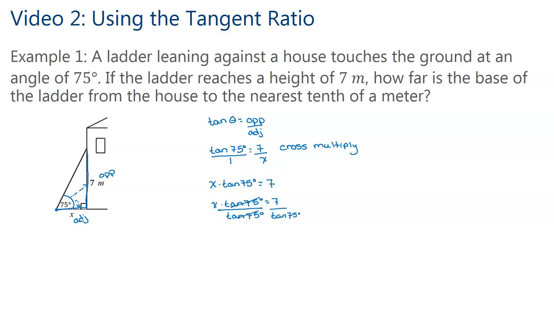So then the tan of 75 cancel, and you've got x on the left, and on the right we have 7 over tan 75. Now we're not looking for an angle here, so we don't need to use our tan -1 button. We can just use the tan button. So enter 7 divided by tan 75. And also check to make sure that your calculator is in degrees. When you do that, you should get an answer of 1.9. So now we can say that the ladder is 1.9 meters from the house.